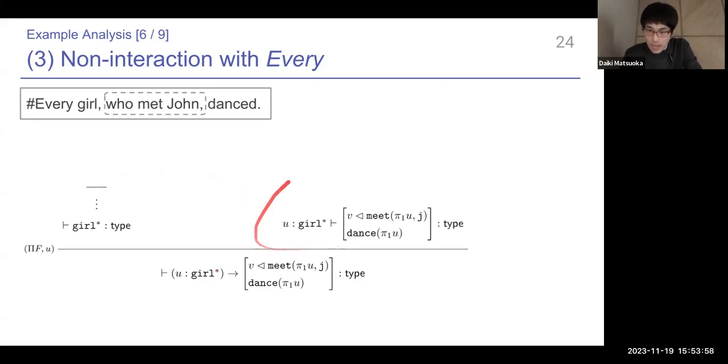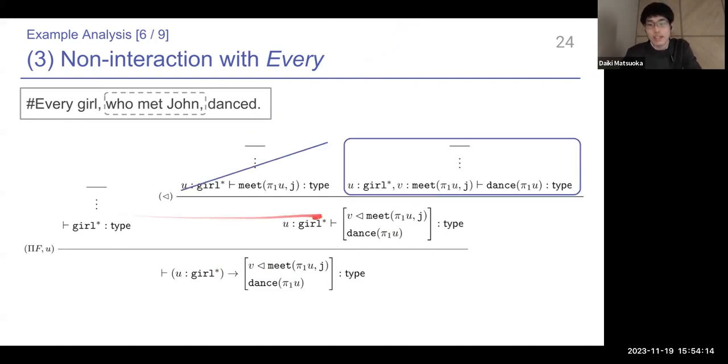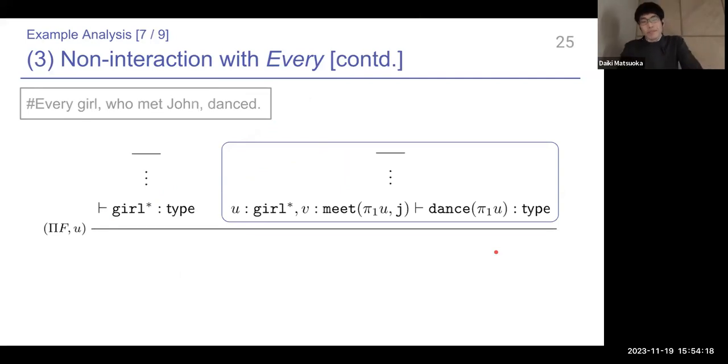And then under this context, we need to check that the nuclear scope is also well formed. Again, this is a CI type, so we have two derivations here. The appositive content is well formed, the at-issue content is well formed, and again, the first derivation is discarded, and we take only the second one. So now we have come to this point.